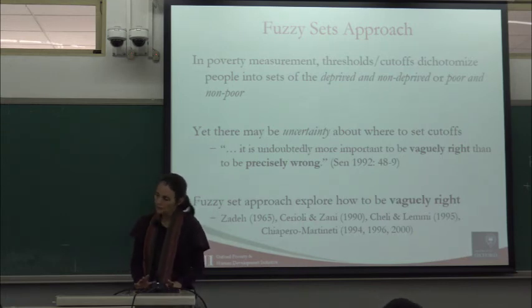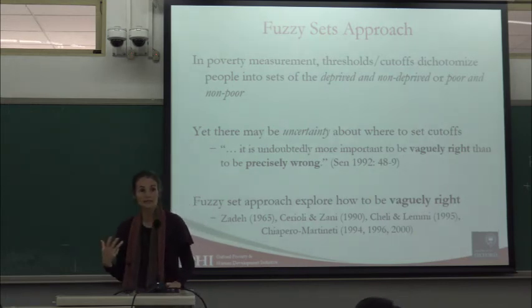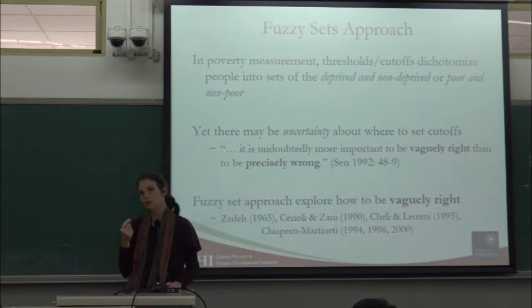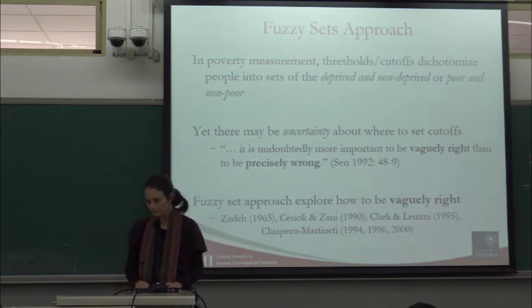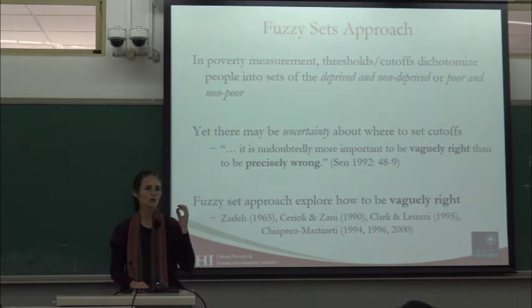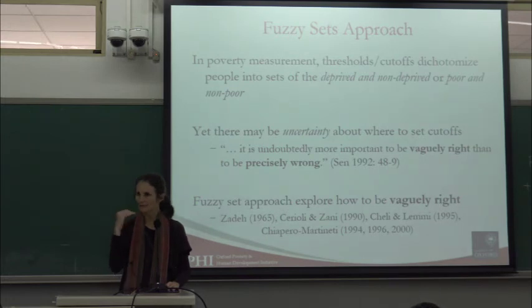So there are many ways of applying the fuzzy set approach. What I'm going to do is go through the clearest, which is its application to cutoffs. So in poverty measurement, we use a poverty line to identify who is poor. We use a deprivation cutoff to identify who is malnourished or who is illiterate. And those are very strict. You get a 0 or a 1 afterwards.